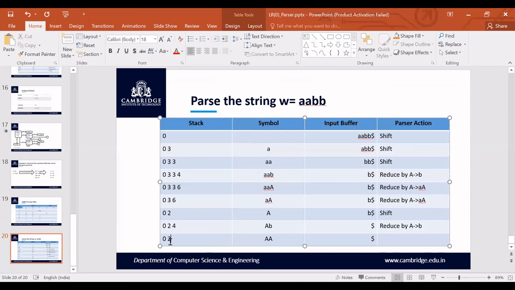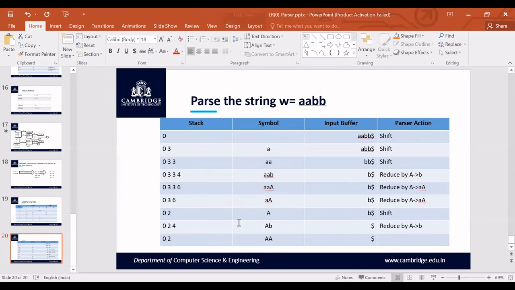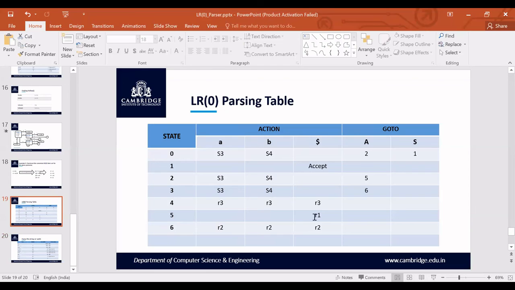Now take a transition with the state on the stack top with the newly reduced symbol. The newly reduced symbol is A. Take a transition of 2 on A. 2 on A is 5. Push that state onto the stack top. Now take the newly pushed state on the stack top and take a transition on the symbol in the input buffer. 5 on dollar. What is 5 on dollar? 5 on dollar is R1. It is the reduction step.